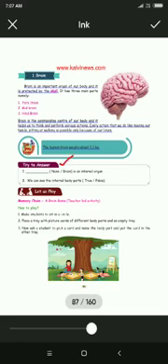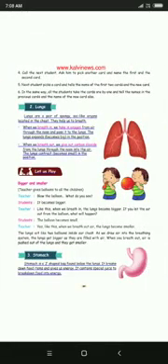Second one, we can see the internal body parts. Can we see the internal body parts? No, we can't see the internal body parts. So the answer is false. Next, move on to lungs.